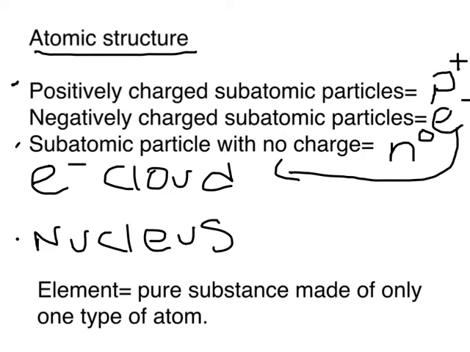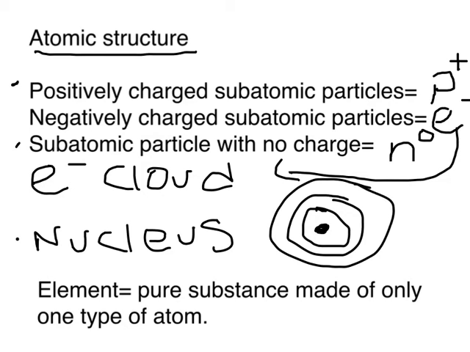So you have 2 regions in the atom. You have the nucleus, which is the core or the center of the atom. And then surrounding the nucleus is the electron cloud, and the electron cloud exists in layers, and we're going to get into that in just a minute. Now bear in mind also that atoms make up elements. So let's talk about what an element is. An element is a pure substance, and we call it pure because it only contains one type of atom. So one type of atom makes it an element.